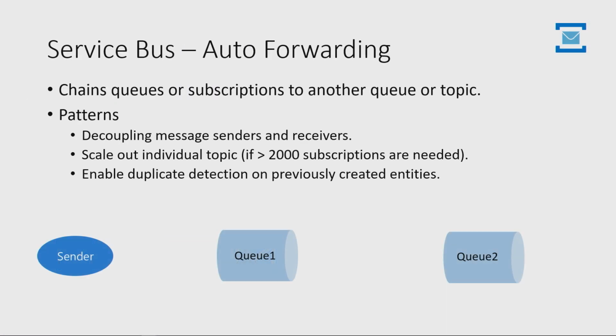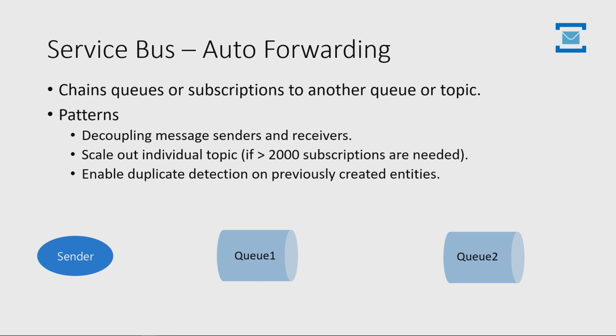So let's move along and look at auto forwarding. Right now, you could forward messages from one queue to another queue or another topic by writing an application that reads from one end and then pushes it out to the other. But we want to make that easier for you. So you can set up auto forwarding from a queue to a topic or a queue to another queue from within the Service Bus broker itself.